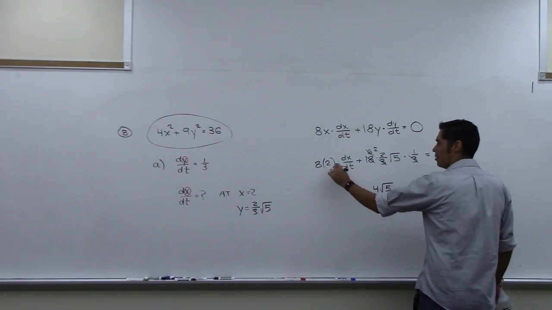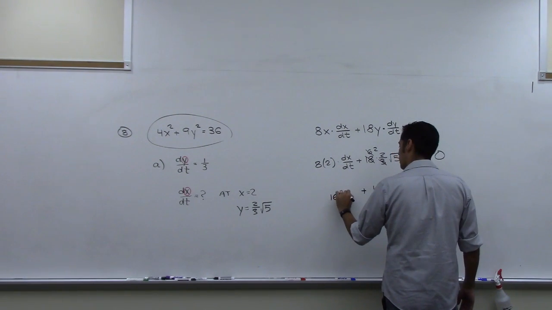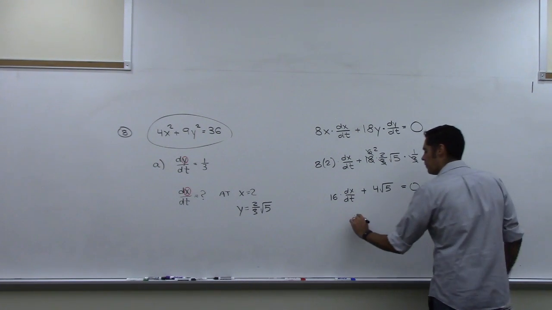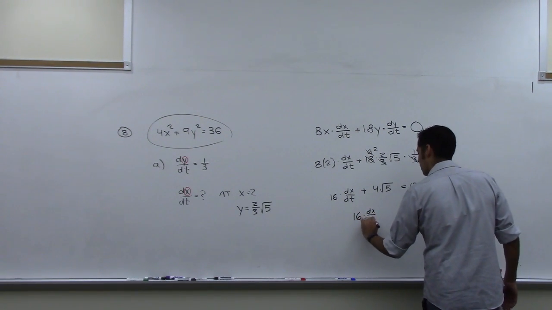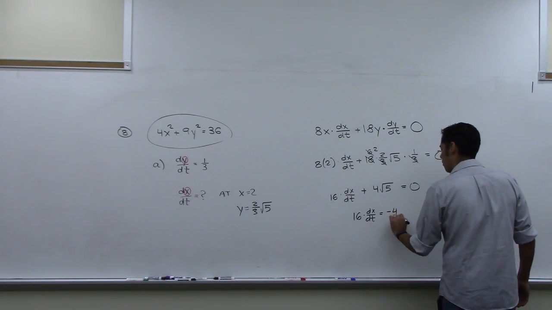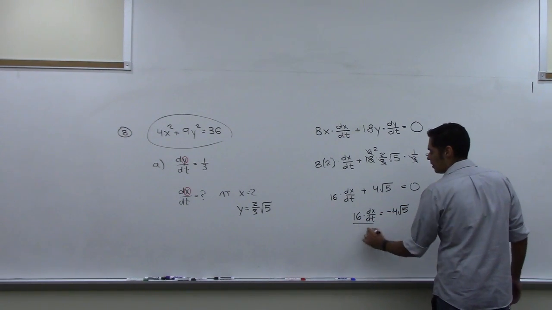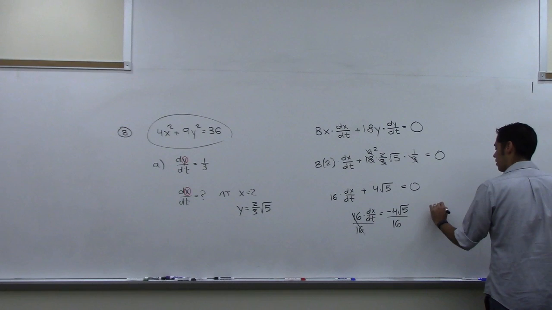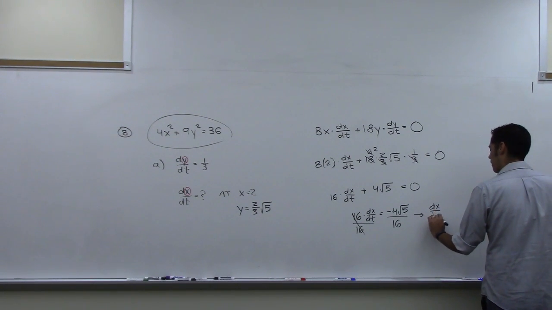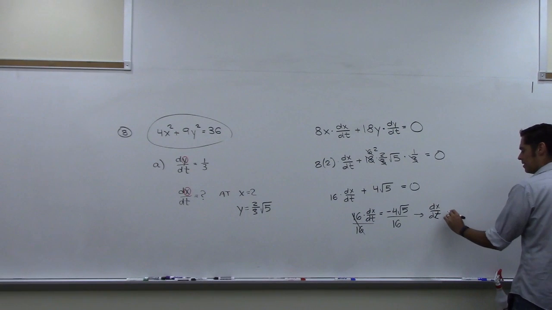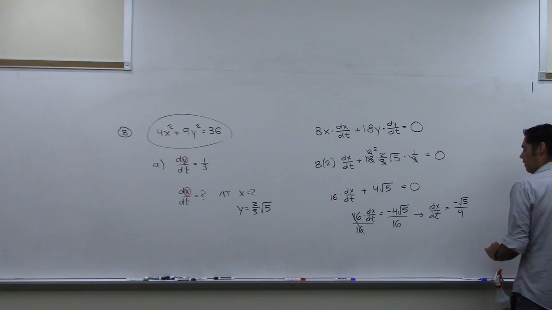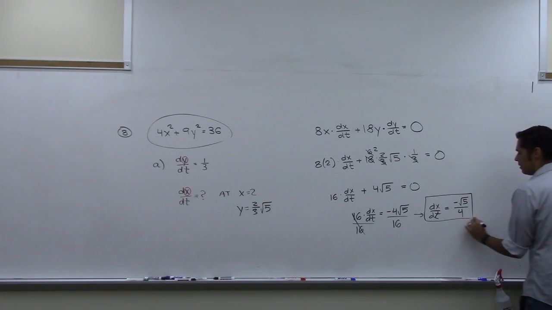And then in front of it, we should have 16 dx/dt equals 0. I'm trying to solve for this, so I'll move that to this side. 16 times dx/dt equals negative 4 root 5. And then divide both sides by 16. And that reduces. So you get dx/dt, that's a t, sorry, equals negative root 5 over 4. And that's it. That's what dx/dt is.